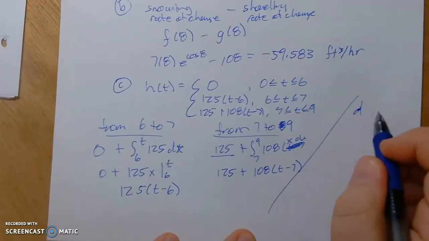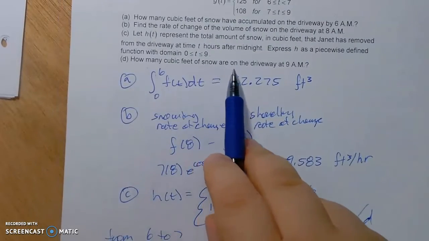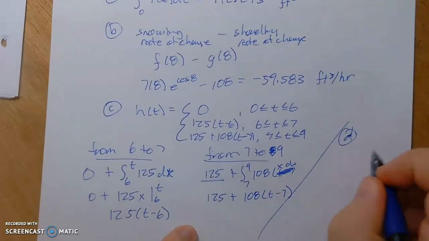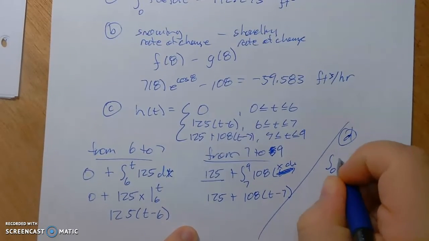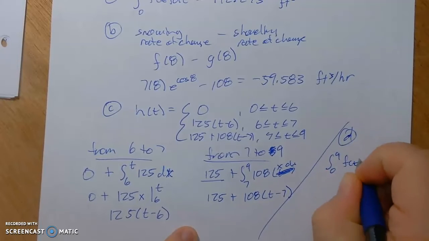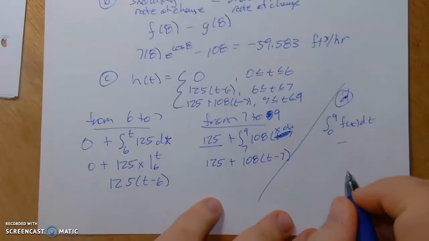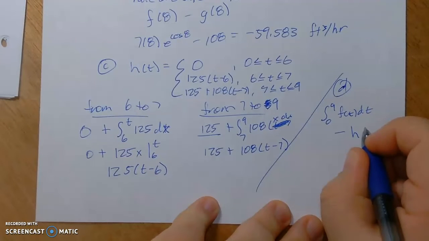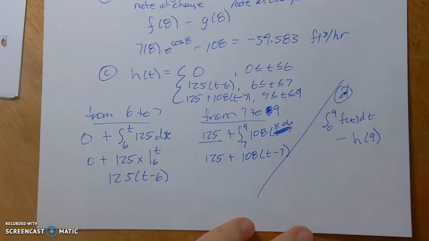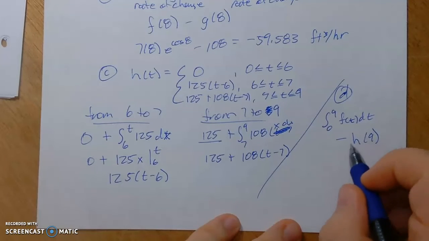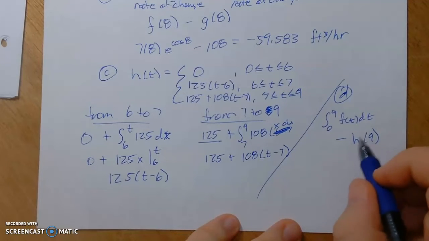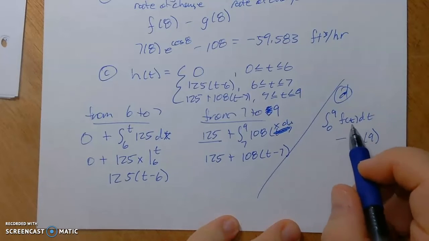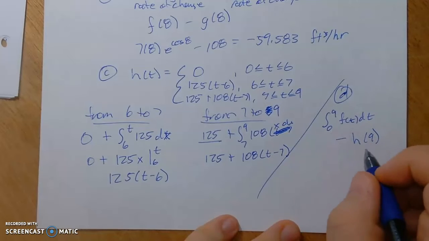So let's see. D. How many cubic feet are on the driveway at 9? Well, we want to do how much snow fell. So the integral from 0 to 9 of f of t dt minus how much was removed. And that will be h of 9. Not an integral because this is not a rate of change. It's just how much snow was removed. Okay, so we would do that.